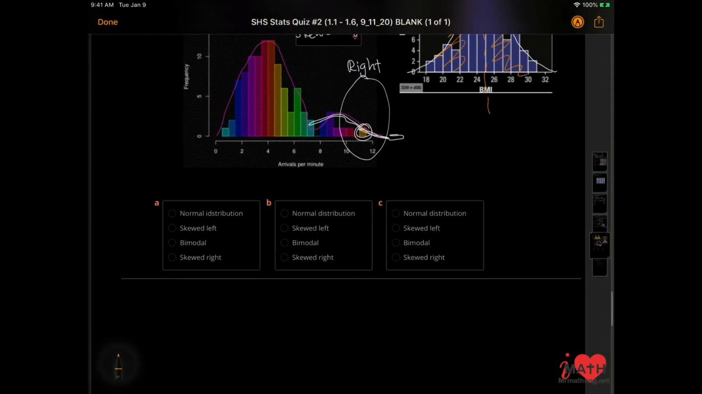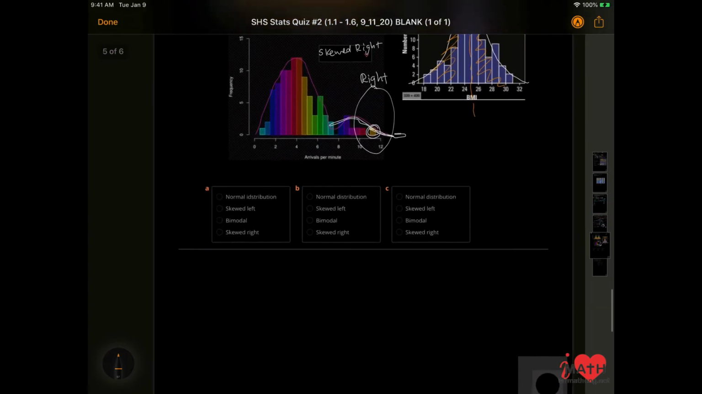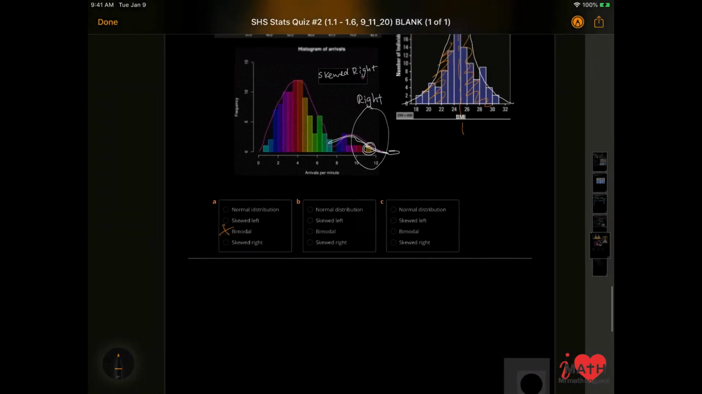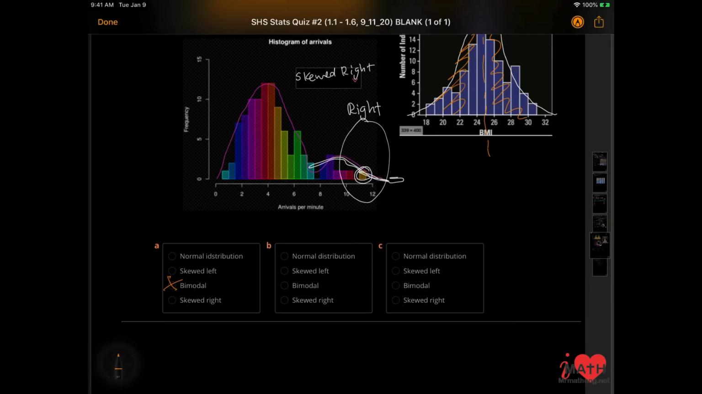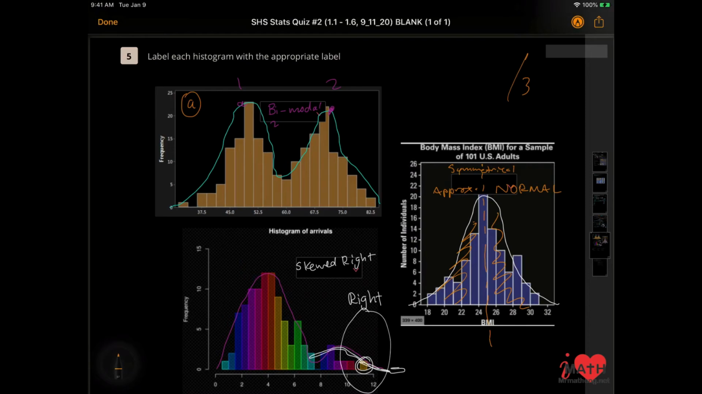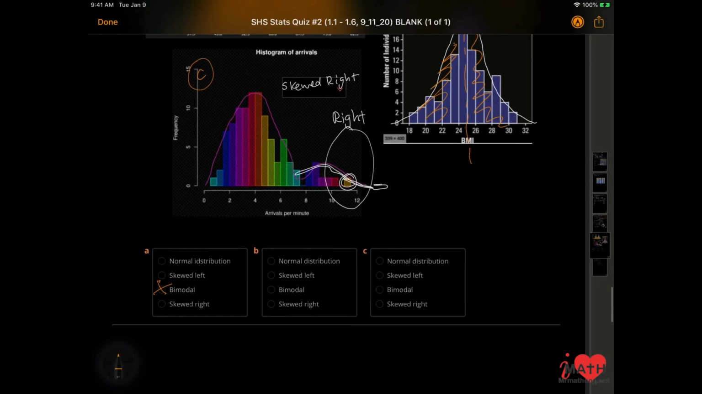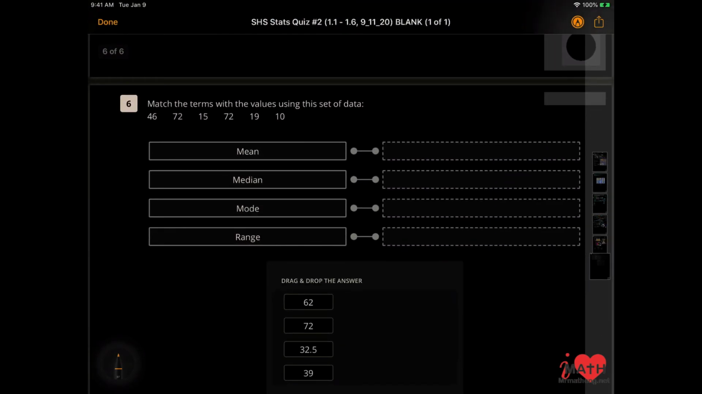Oops, I did not see the choices down here. So let's go ahead and label these. This first graph here is called A, answer bimodal. Double check. And that graph there is B, and then C. Normal and skewed right. There we go. There's the answers. Question number 6.